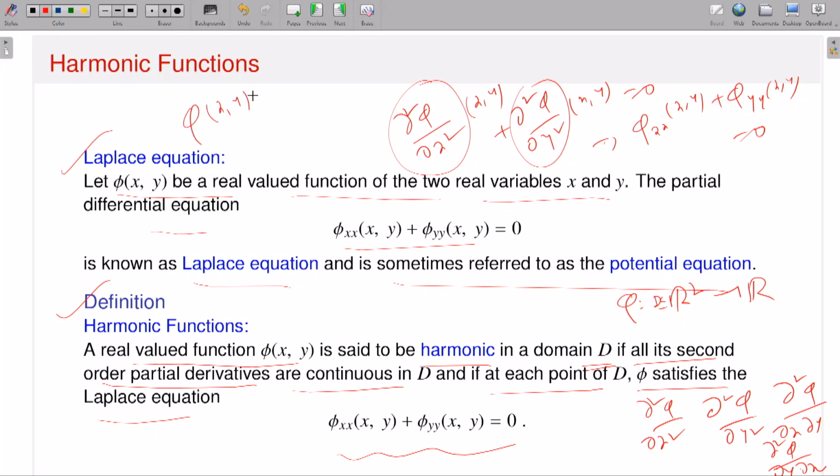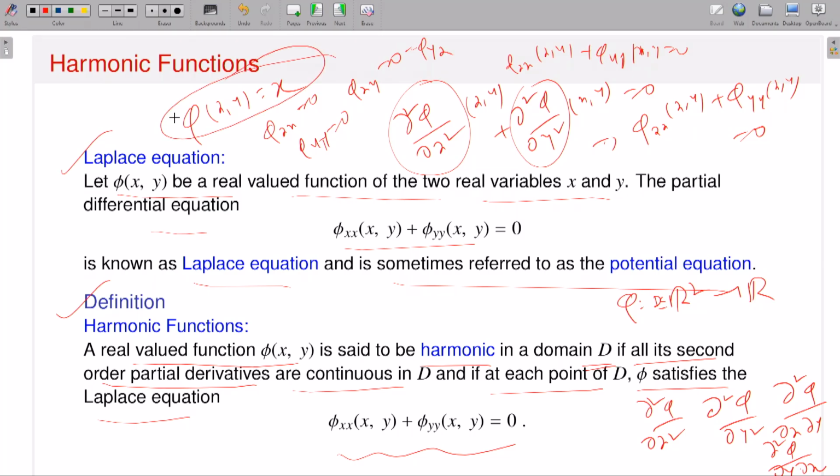So phi of (x, y), just simply take x. Because it's a nice function, right? All the second order partial derivatives exist. And what are the second order partial derivatives? phi_xx is 0, phi_yy is 0, phi_xy is also 0, equal to phi_yx. And phi_xx at the point (x, y) plus phi_yy at the point (x, y) is also 0. So this is a very nice function. All the second order partial derivatives exist, they are continuous and it satisfies the Laplace equation. So it is a harmonic function.